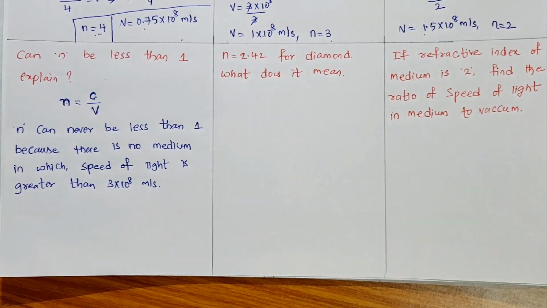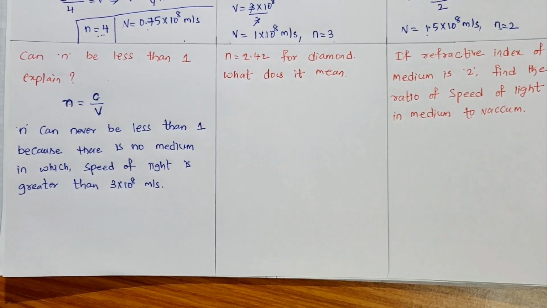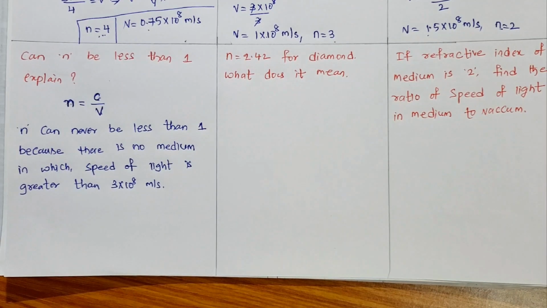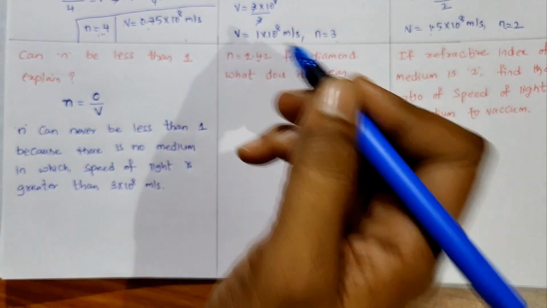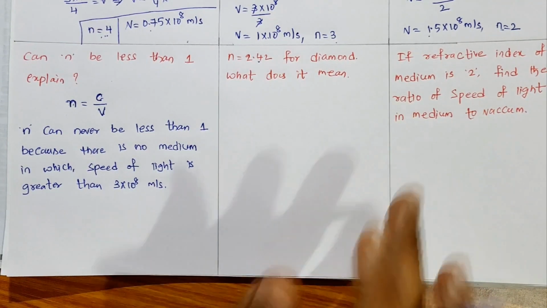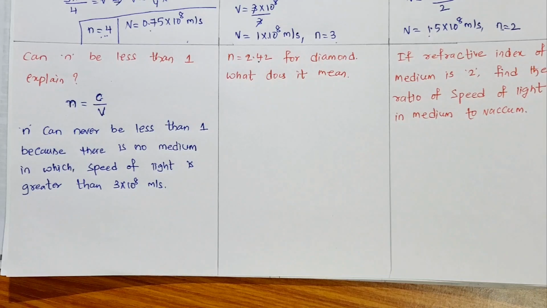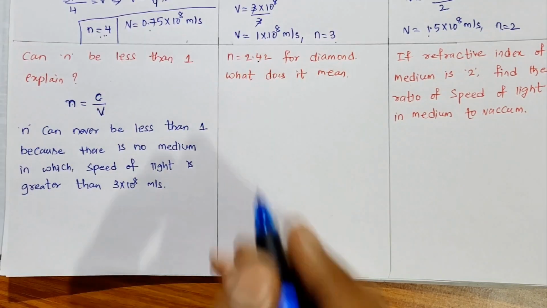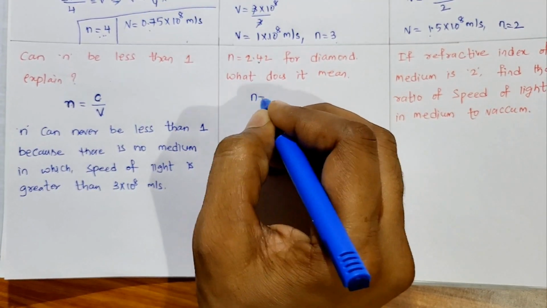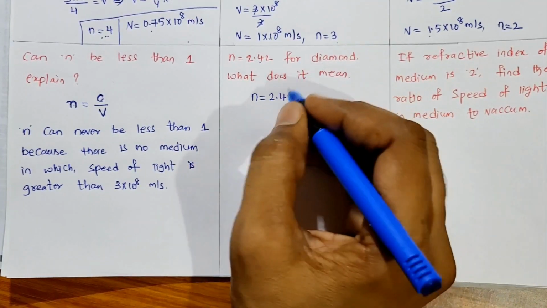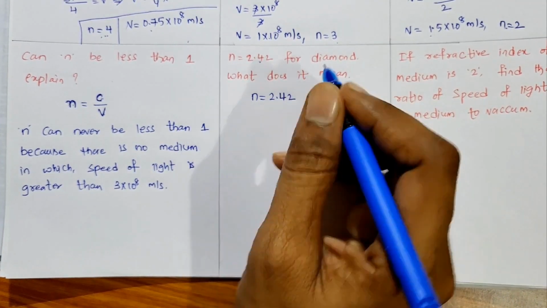How much value can it take? It can take more than 1, any value it can take. Suppose the refractive index of diamond is 2.42. What does it mean? This question is also asked again and again. They may ask any medium; I just took diamond as an example.